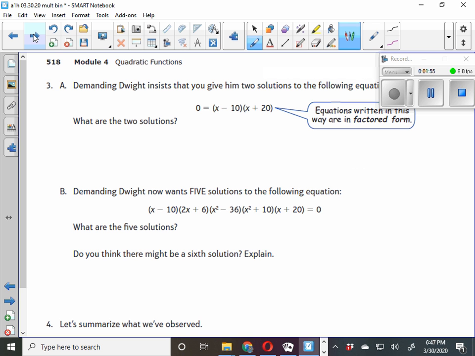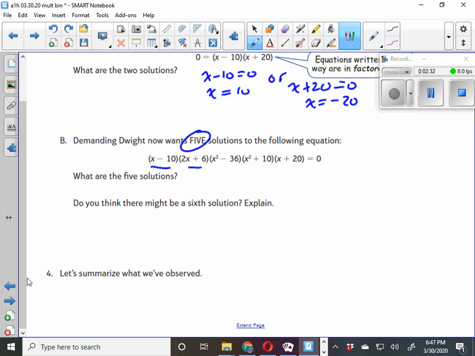All right. Demanding Dwight insists that you give him two solutions for the following equation. Well, we know that if x minus 10 equals 0, then x equals 10. Or if x plus 20 equals 0, then x has to equal negative 20. In part B, Demanding Dwight now wants five solutions to the following equation. And holy cow, they've got one, two, three, four, five. It's going to take some work here.